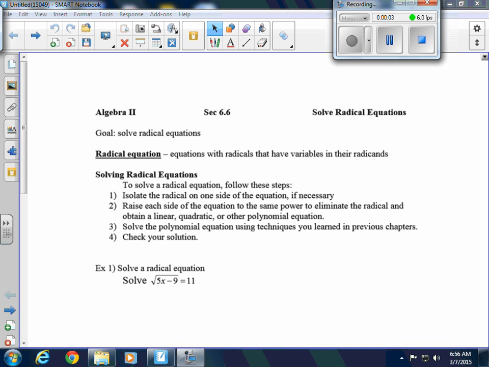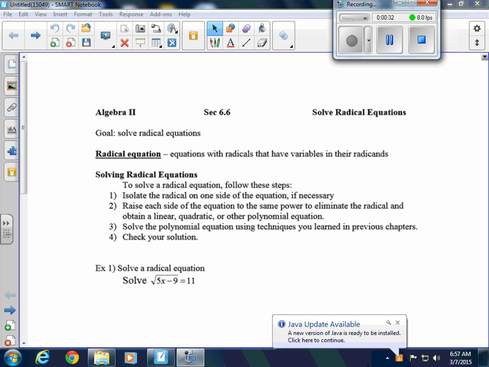Today we're going to be talking about section 6.6, which is on solving radical equations. Our goal is simply to solve radical equations. Now, a radical equation is an equation with radicals that has variables in their radicands. Most likely we're going to be looking at square roots and cube roots, but the process is the same for all radical equations.